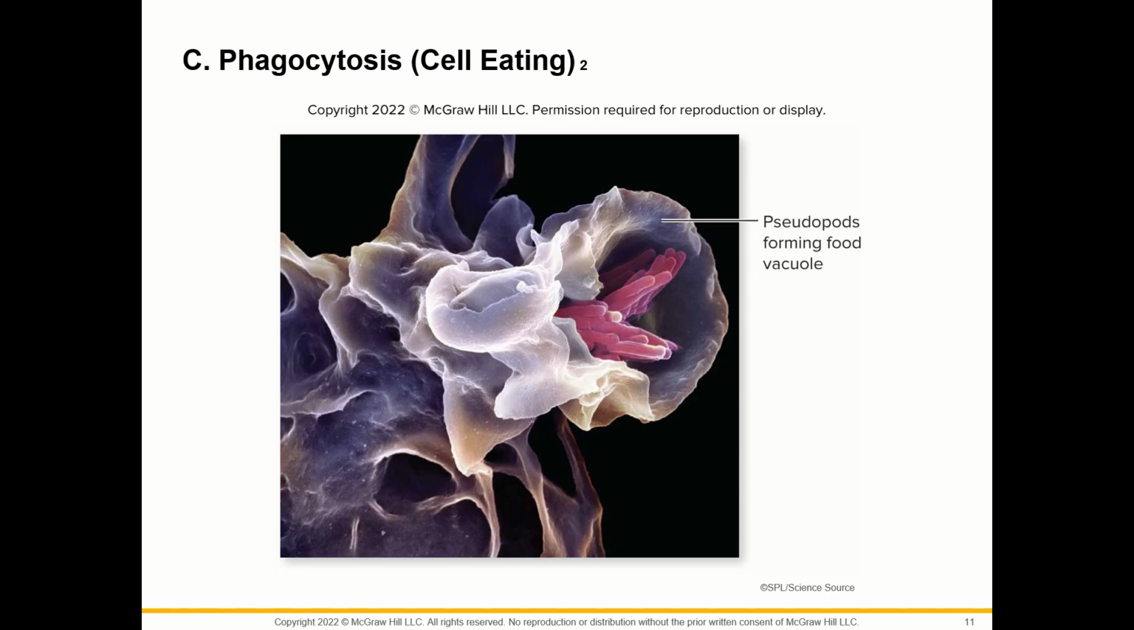This is an illustration, figure 3.3, a colored scanning electron micrograph of phagocytosis. The phagocytic tissue macrophage is engulfing tuberculosis bacteria, shown in pink. And it's the pseudopods that are engulfing it. The pseudopods will fuse so that the bacteria will be inside the cell within an enclosed vacuole.